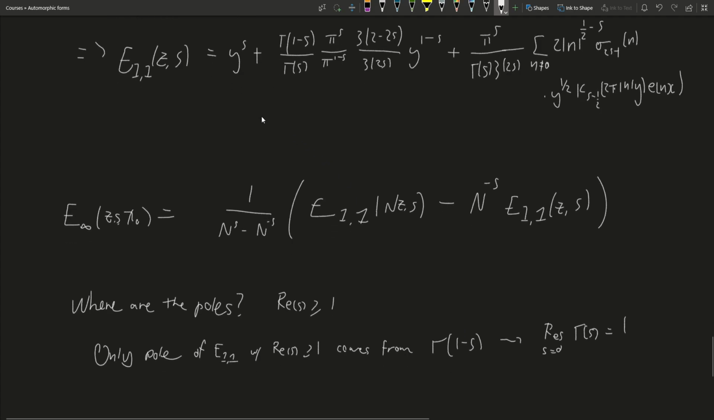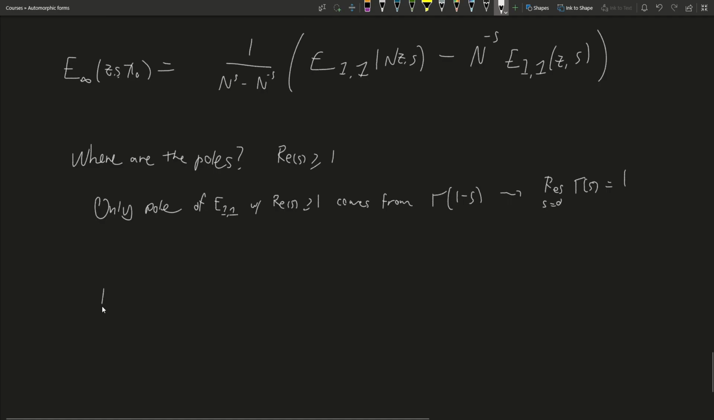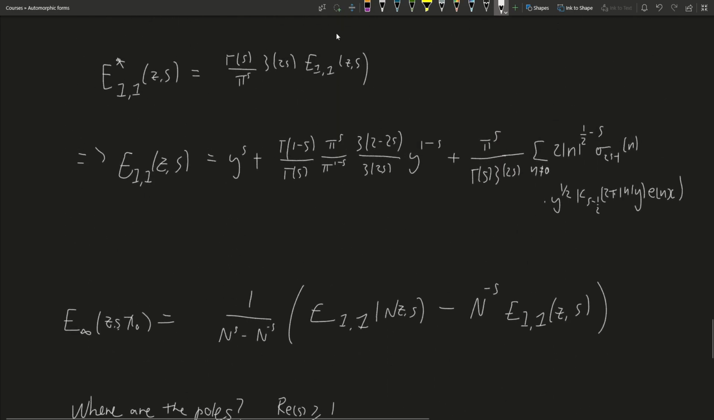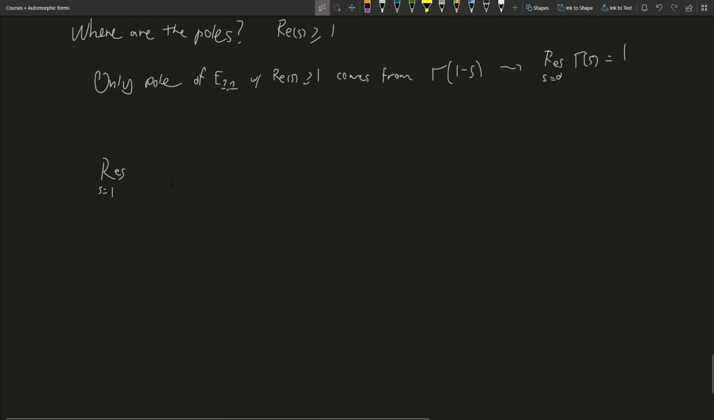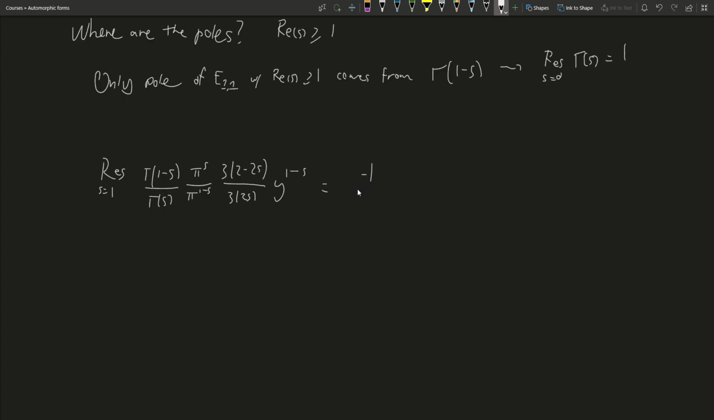So what is the residue we get for the whole thing? So the residue at s equals 1 of this term is going to be equal to, well, here, as we said, we're going to have a minus 1, and then we're going to have over a gamma of 1, and then we have a pi over pi to the 0, zeta of 2, zeta of 0 over zeta of 2.